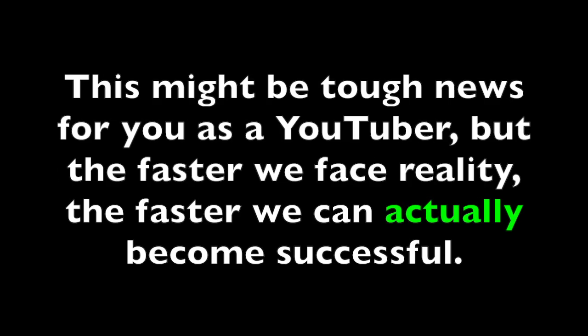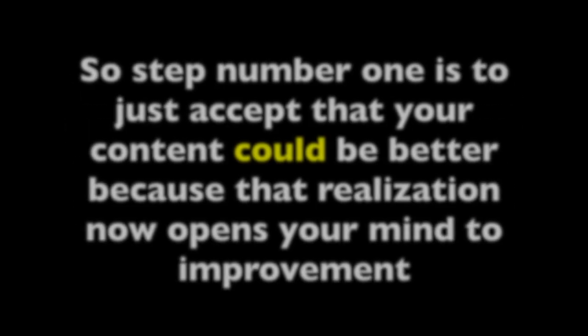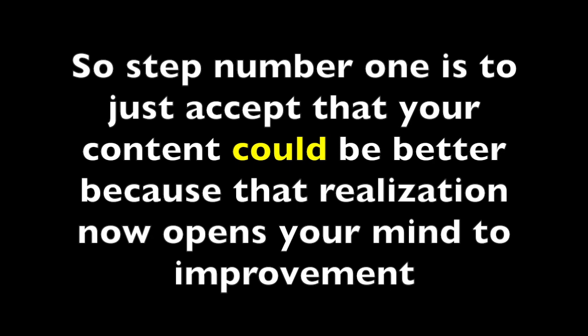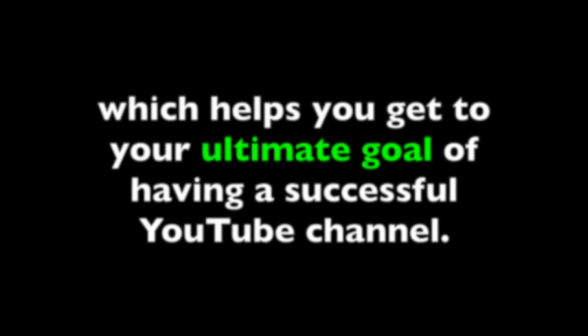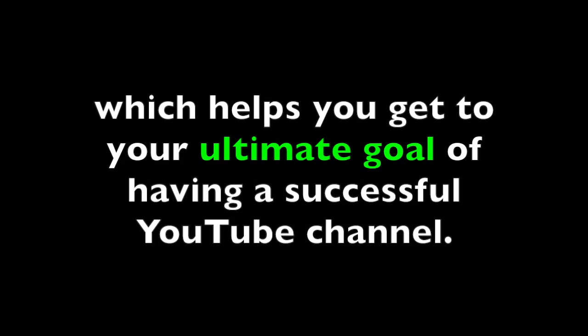So the truth is, the algorithm does work. In fact, it works really well. And that's why you aren't getting views. This might be tough news for you as a YouTuber, but the faster we face reality, the faster we can actually become successful. So step number 1 is to just accept that your content could be better, because that realization now opens your mind to improvement, which helps you get to your ultimate goal of having a successful YouTube channel.